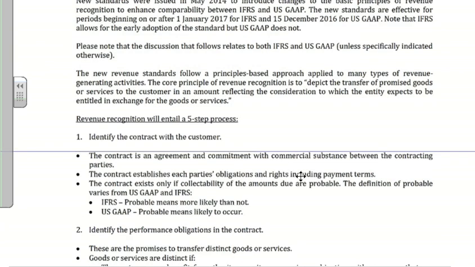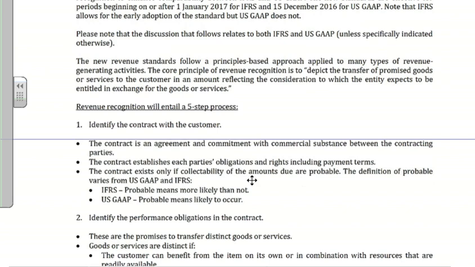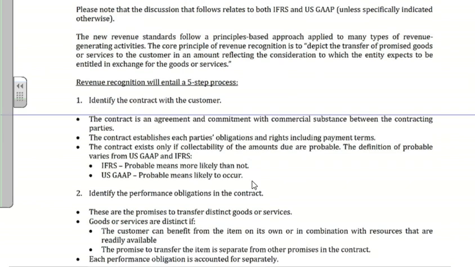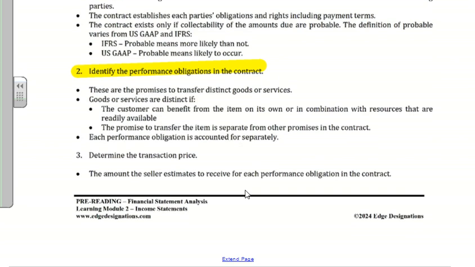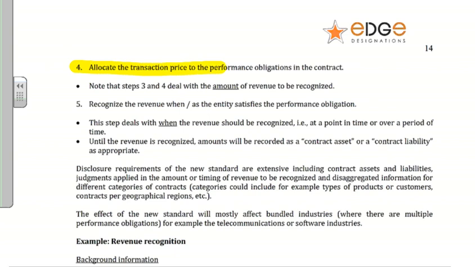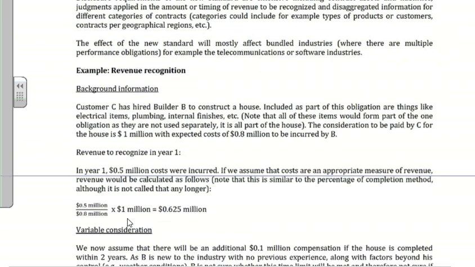And there is your revenue recognition. We've given you a bit of history up until now. The new standards will show a 5-step approach. Identify the contract with the customer, identify the performance obligations in the contract, determine the transaction price, allocate the transaction price to the performance obligations in the contract, and recognize the revenue as the entity satisfies their performance obligations. And there are some nice examples for you.